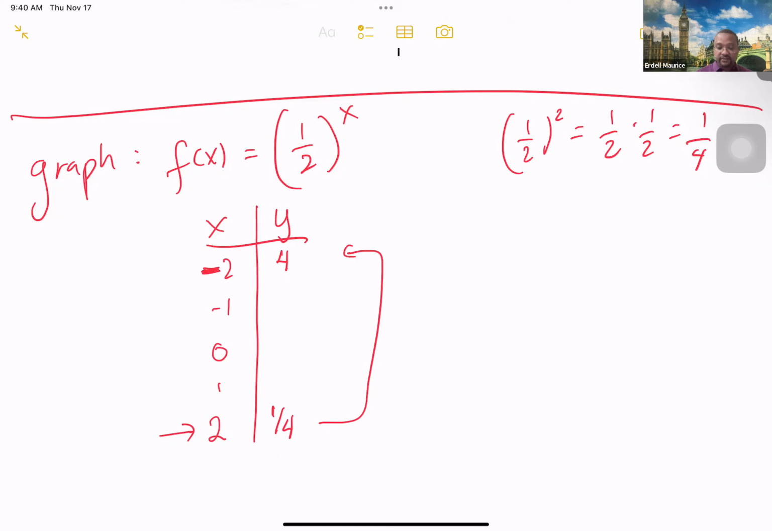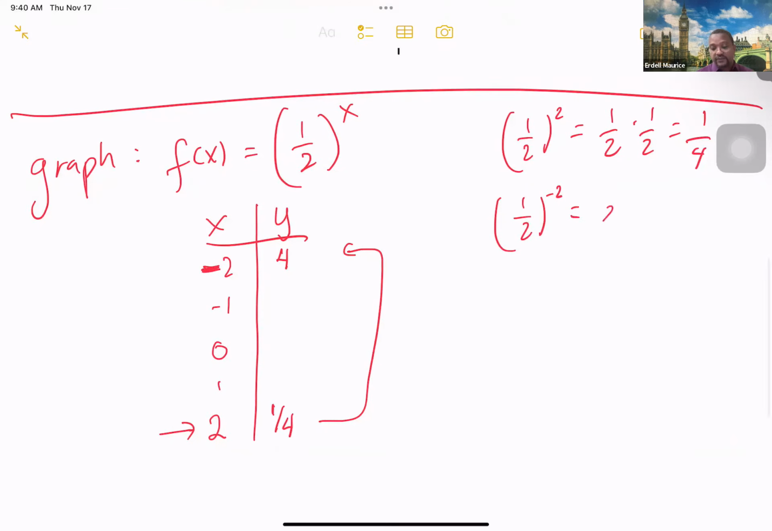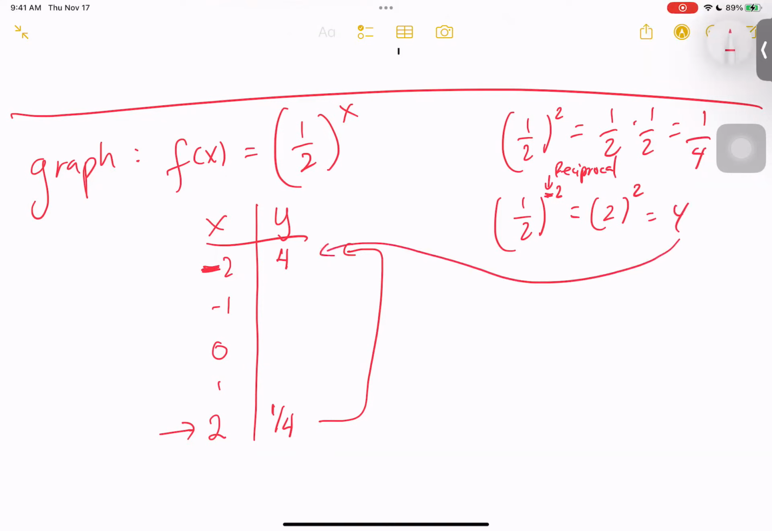I can verify that 1/2 raised to the -2 is going to be, take the reciprocal of 2, that's going to be 2 squared. Again, the minus sign right here means reciprocal. Reciprocal of 1/2 is 2, and of course 2 squared is 4, which of course is the answer I'm looking for. Questions?